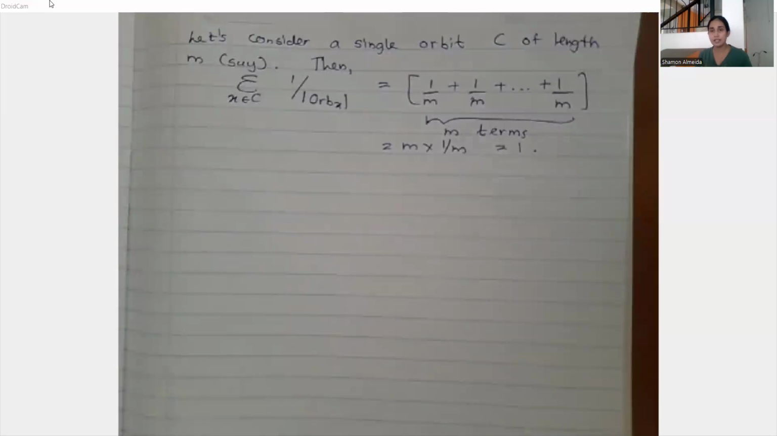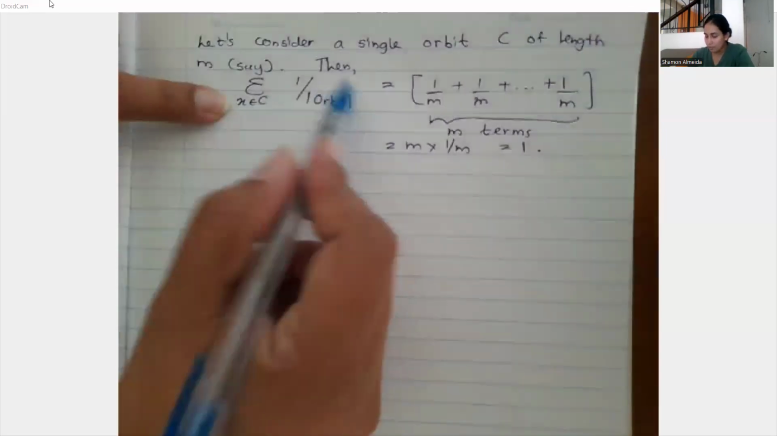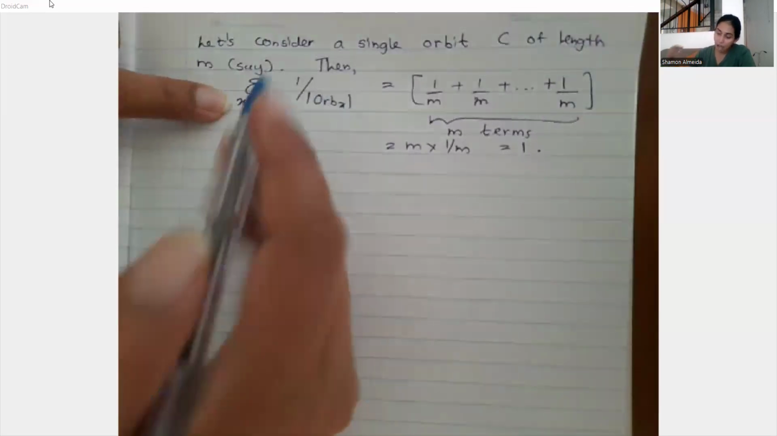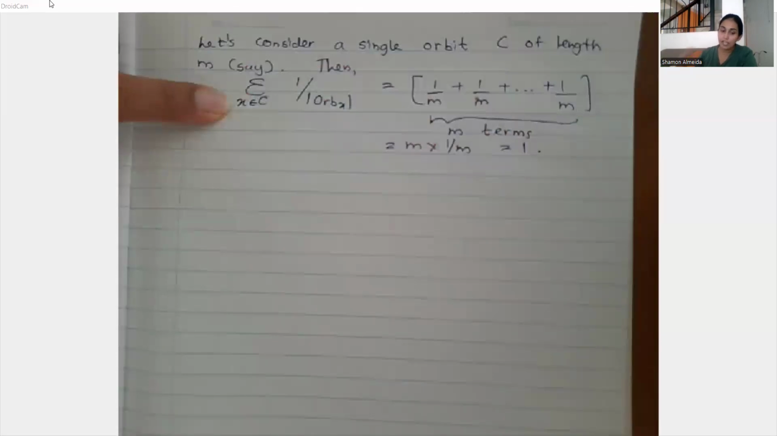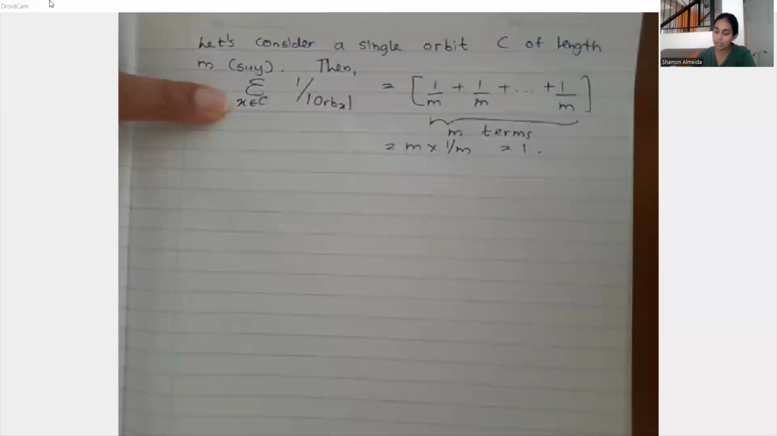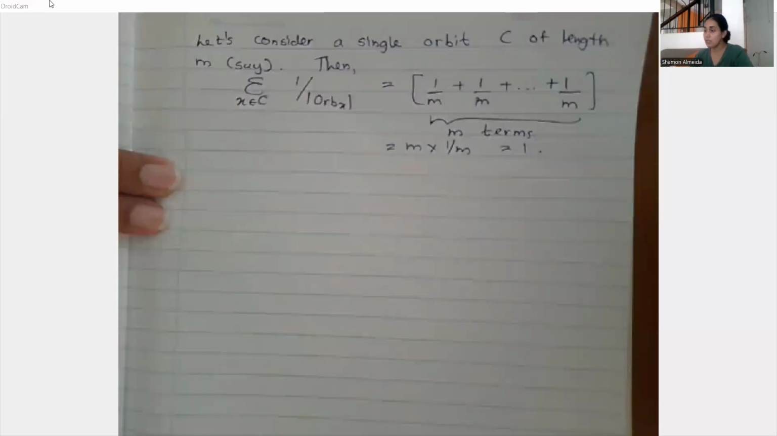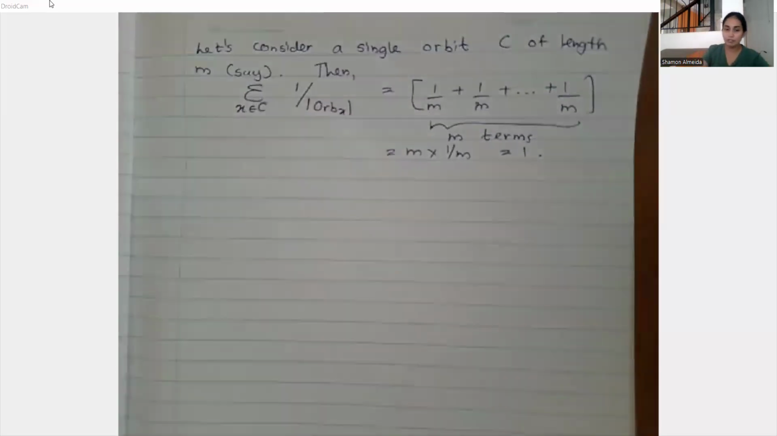Now, because the entire set X has R number of distinct orbits, this is the order for some orbit C, and we have R number of such orbits. And remember, this C is taken arbitrarily. So for any orbit that you take, the summation from this set will always end up being 1, right? And you have R distinct orbits. So when you take the full summation, you have R times 1.